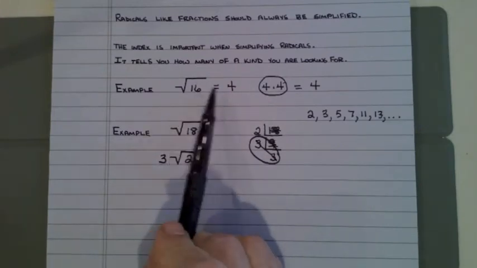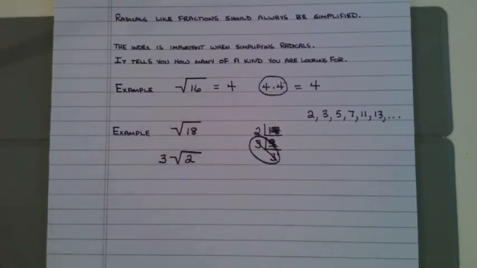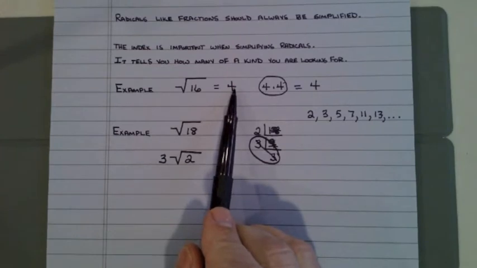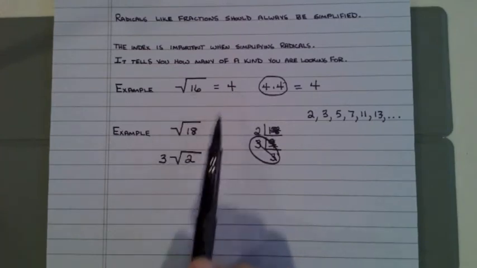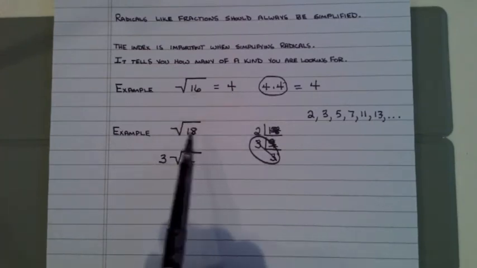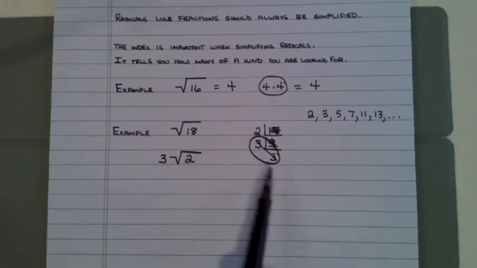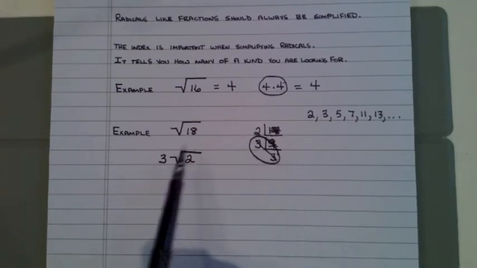When you can't find the square root of a number, if it doesn't come out immediately to be a whole number, then you need to go through this simplifying process. I can't take the square root of 18 and get a whole number, but I do have a pair of 3s in there. That allows me to write one 3 on the outside, and I have this square root of 2 left over.